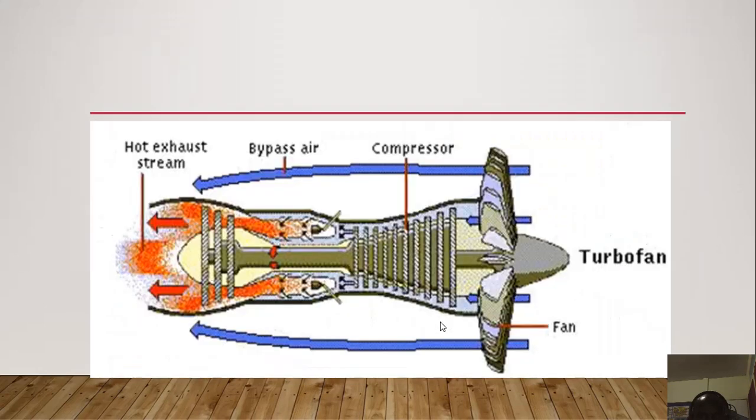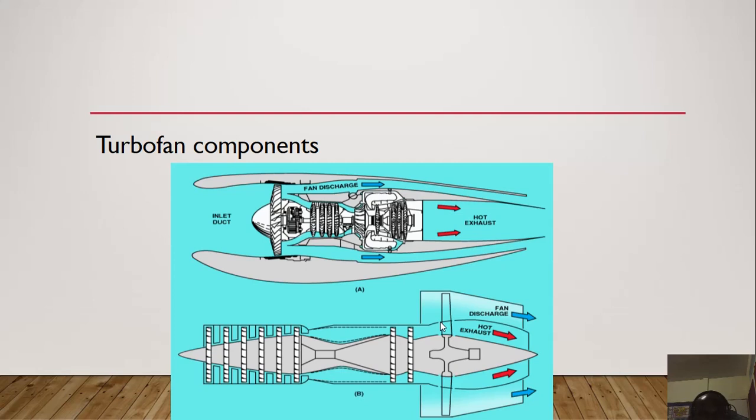Okay, that's briefly. We have the turbofan components, and we can see here the inlet duct, the fan discharge, then the hot exhaust. You see here also the inlet like this, hot exhaust gas, fan discharge.